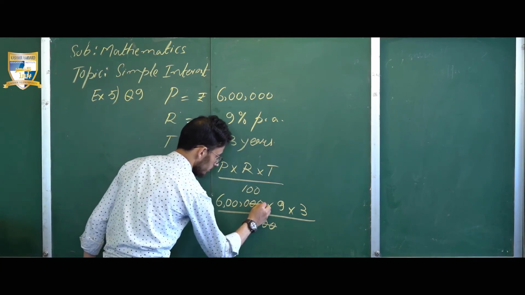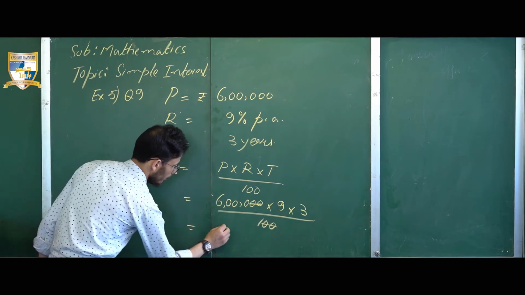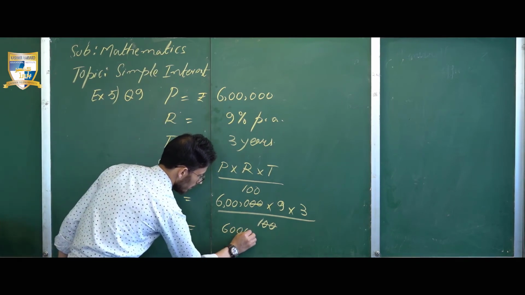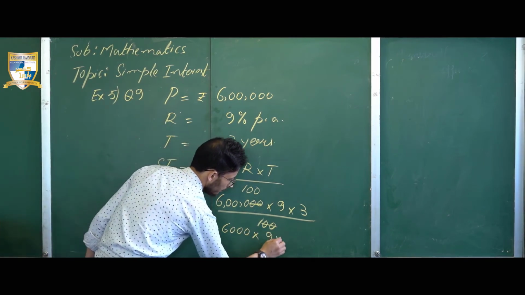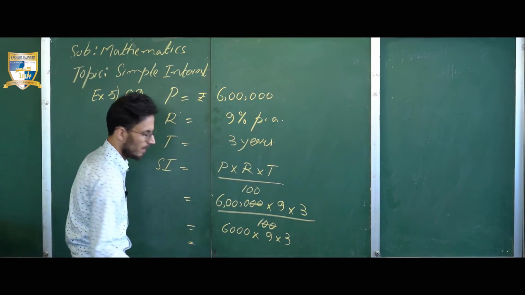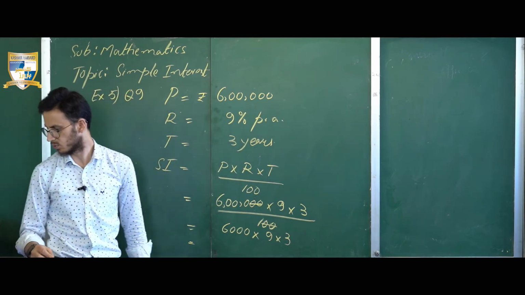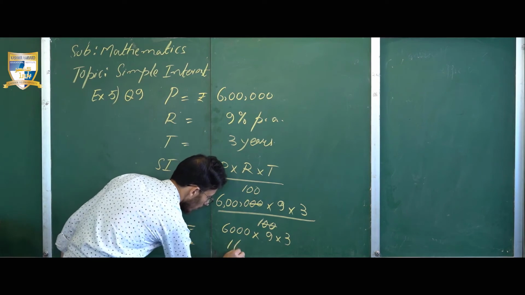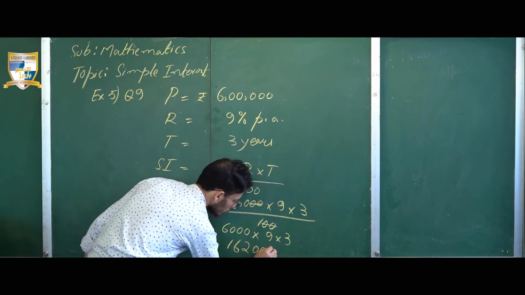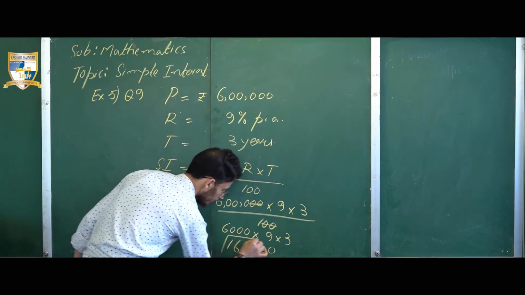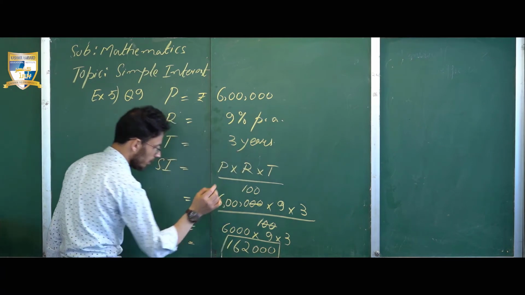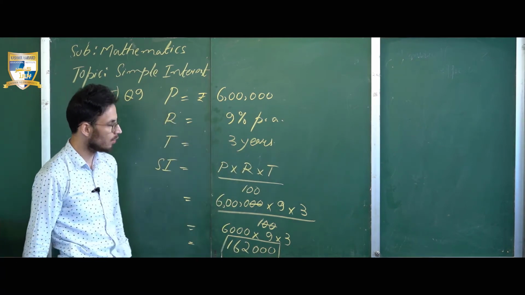These two zeros and these two zeros are cancelled out. So we have here 6,000 multiplied by 9 multiplied by 3. After multiplying all three digits, you will come to know what your interest is, which is equivalent to 1,62,000. Means he has to pay the extra money, which is equivalent to 1,62,000.